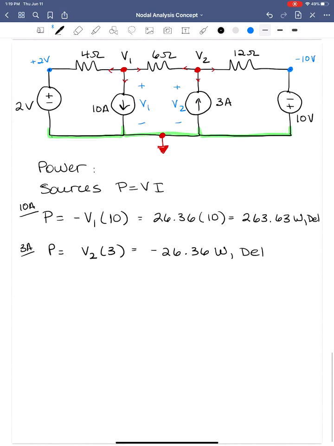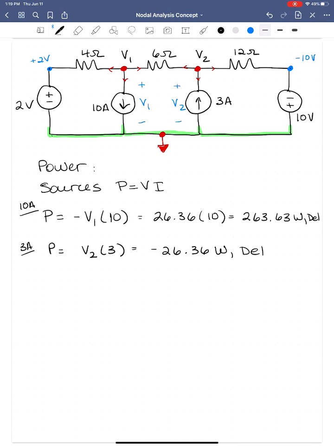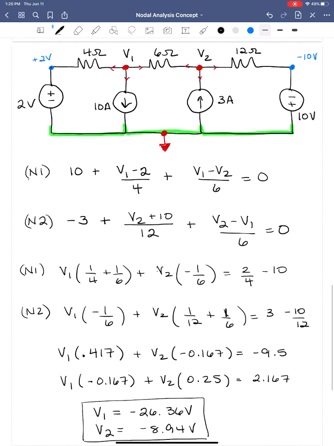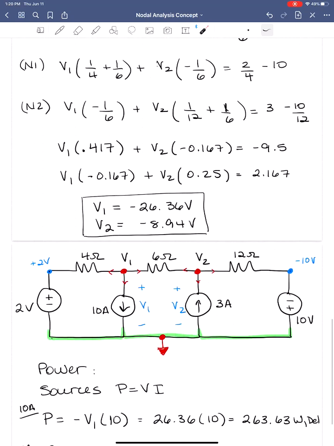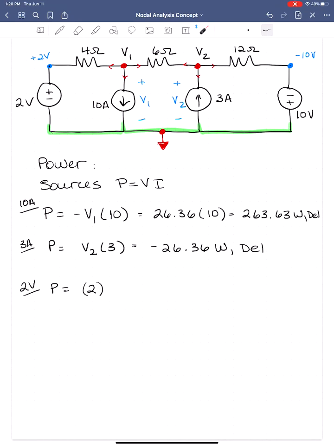All right, so now let's go to 2 volts. P is equal to V times I. V is 2. What is I? Well, I is the current flowing here, which is the current right here in our nodal equation. But this is going to give us power absorbed, and so we're going to have to deal with that. Here I just go ahead and solve for power absorbed.